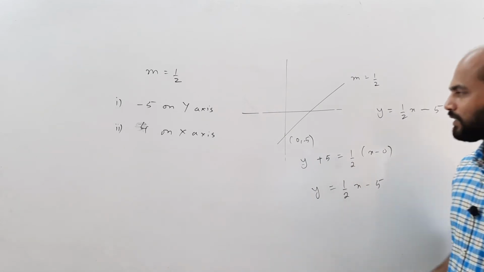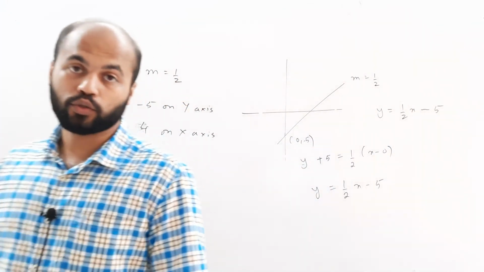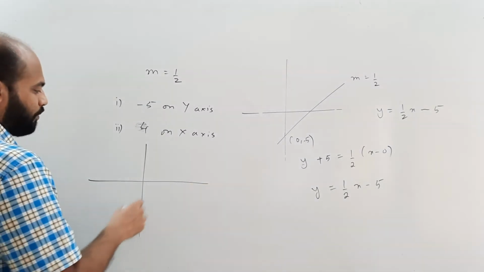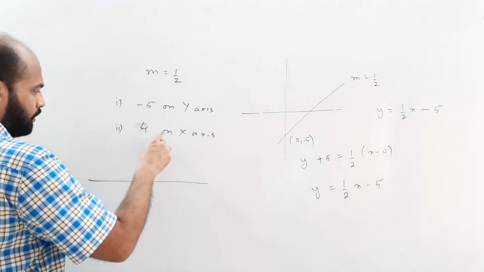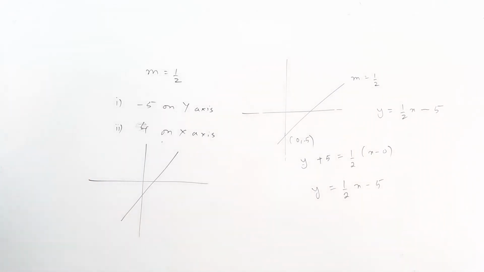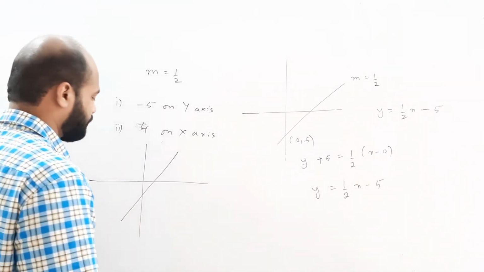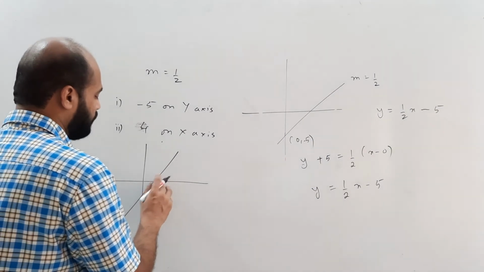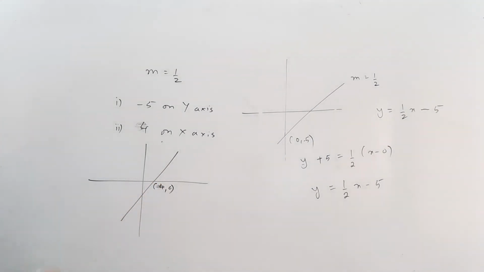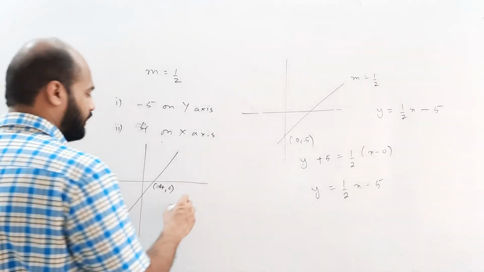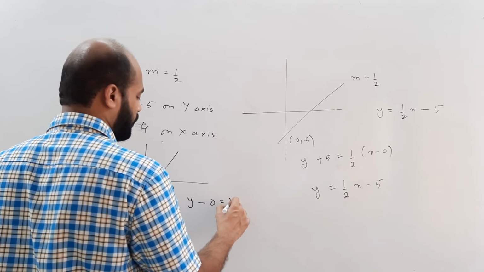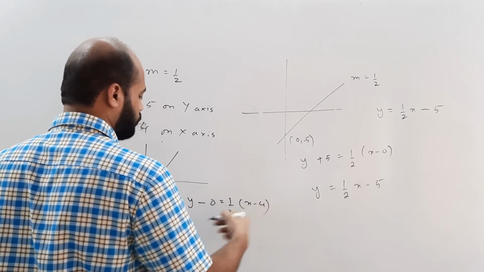Now let's take the x-axis case also and see how to go about this. So just to get a feel, the slope is positive and then on x-axis it cuts 4 on here. Let's see what happens. So it means that this point is going to be 4 comma 0 and the slope is half. So we can write it as y minus 0 is equal to half into x minus 4.